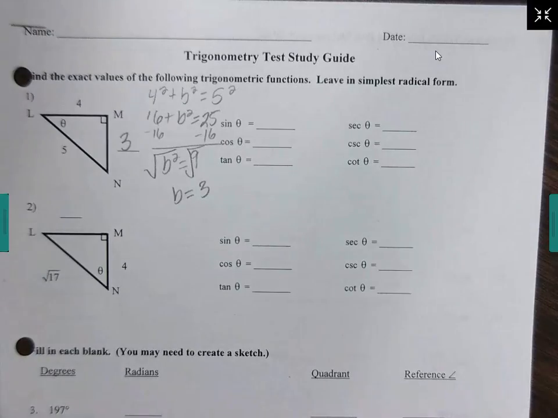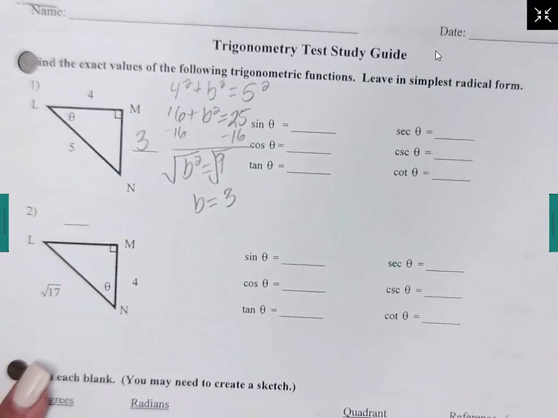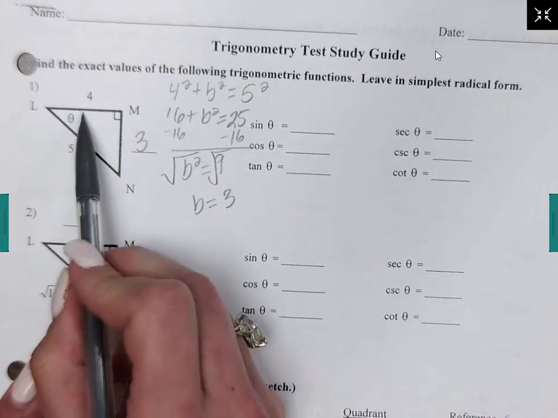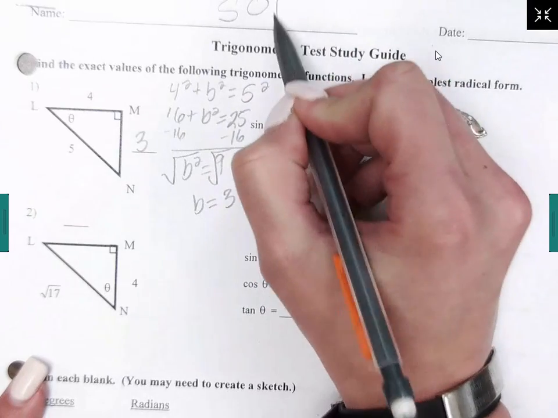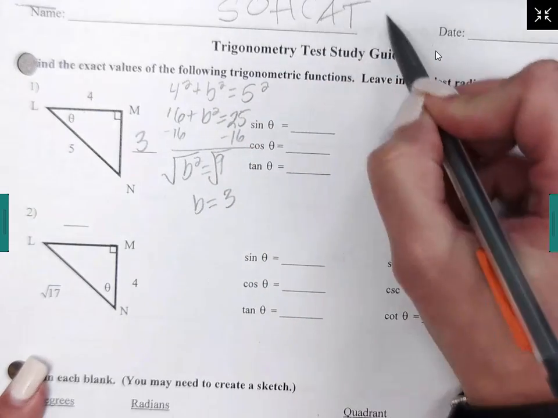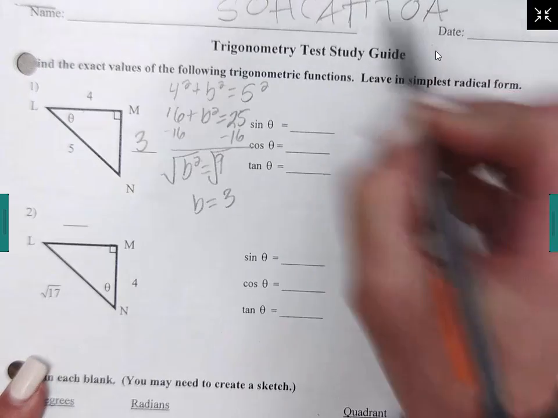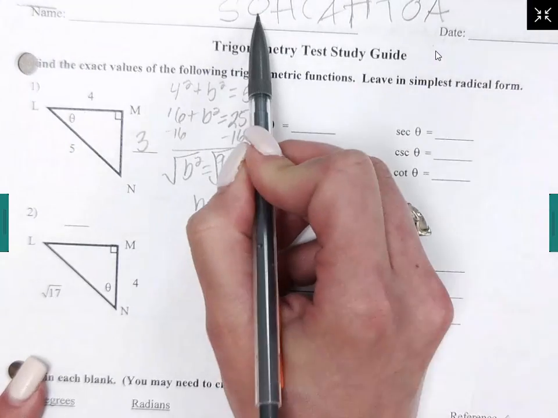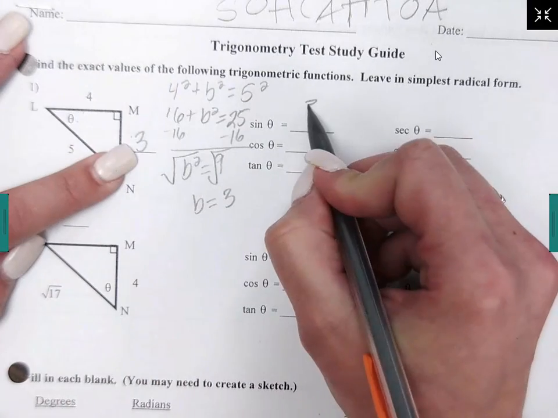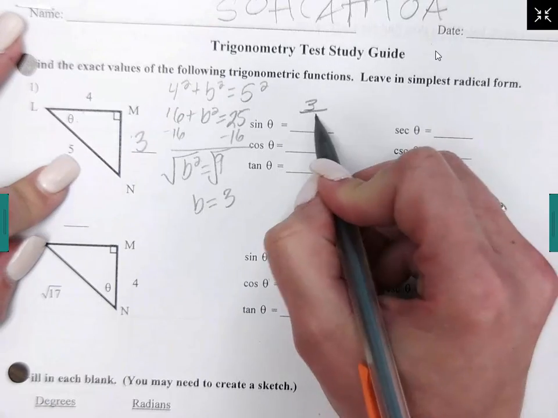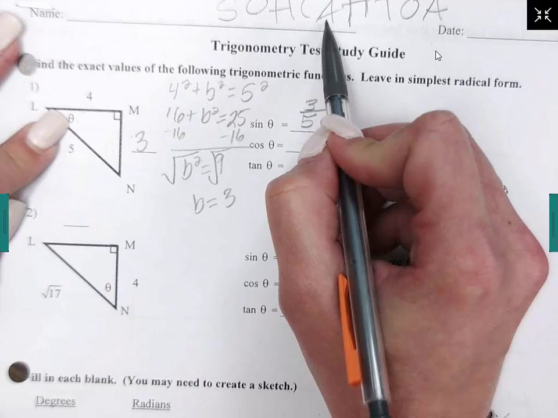Okay, let me get a little closer. Okay, so the sine of theta, what is sine? SOH CAH TOA. So sine is opposite over hypotenuse. So from theta, 3 is our opposite. And then what's our hypotenuse? 5.